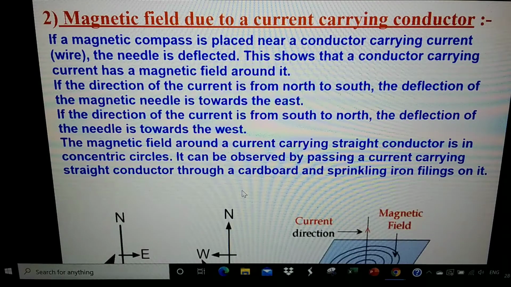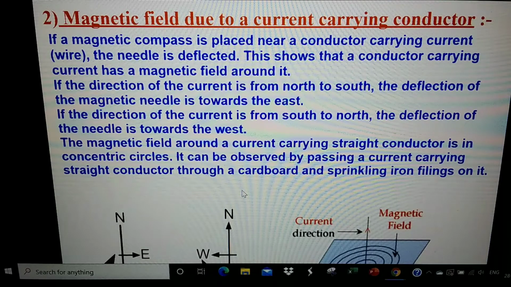Magnetic field due to a current carrying conductor. If a magnetic compass is placed near a conductor carrying current, the needle is deflected. This shows that a conductor carrying current has a magnetic field around it.